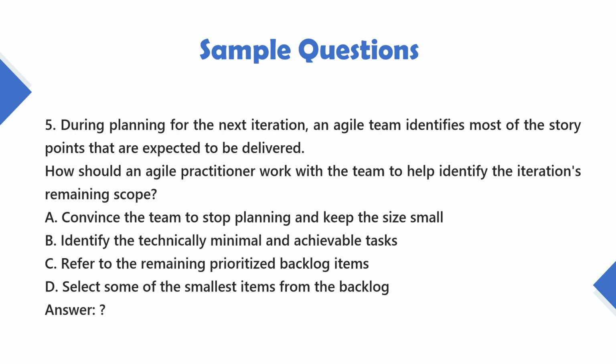5. During planning for the next iteration, an Agile team identifies most of the story points that are expected to be delivered. How should an Agile practitioner work with the team to help identify the iteration's remaining scope? A. Convince the team to stop planning and keep the size small. B. Identify the technically minimal and achievable tasks. C. Refer to the remaining prioritized backlog items. D. Select some of the smallest items from the backlog.